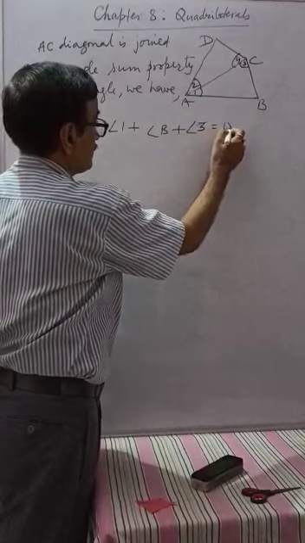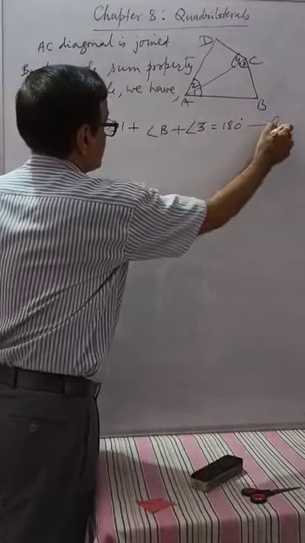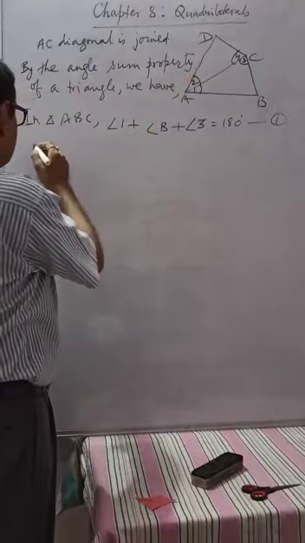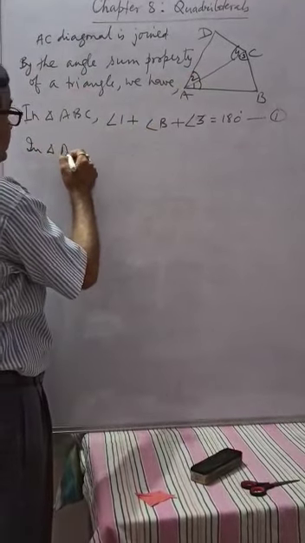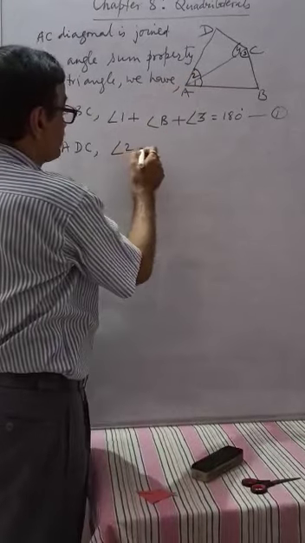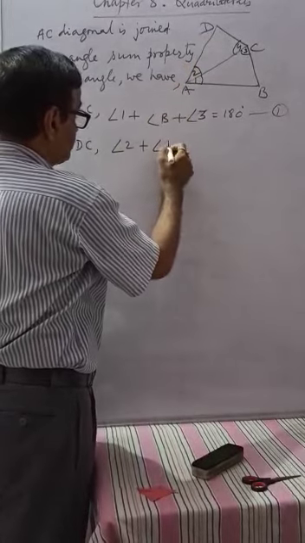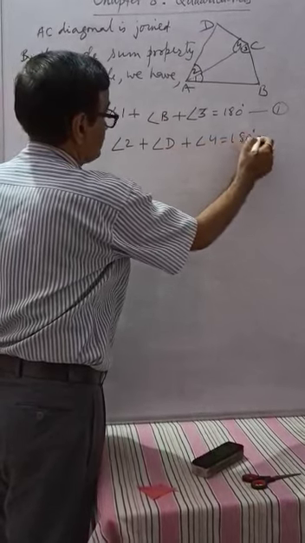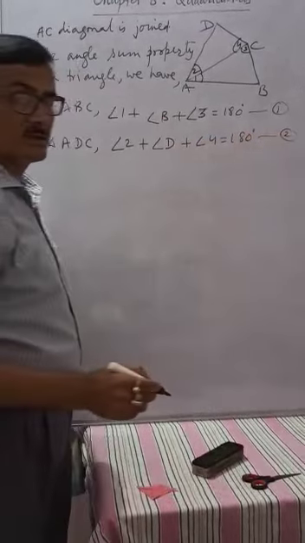Angle 3 is equal to 180 degree. Suppose it to be equation 1. Now another triangle, in triangle ADC, we have angle 2 plus angle D plus angle 4 is also equal to 180 degree by the angle sum property of a triangle.